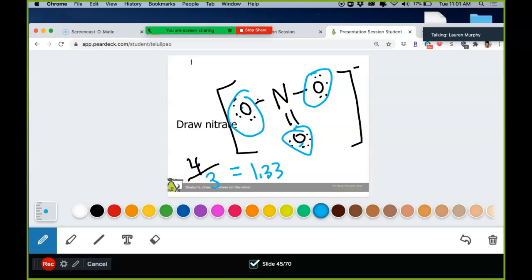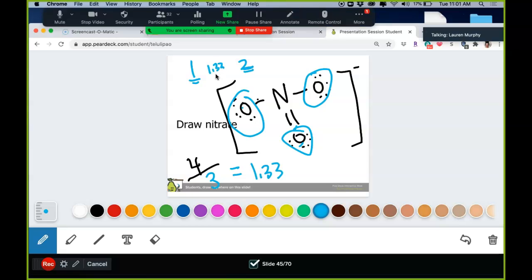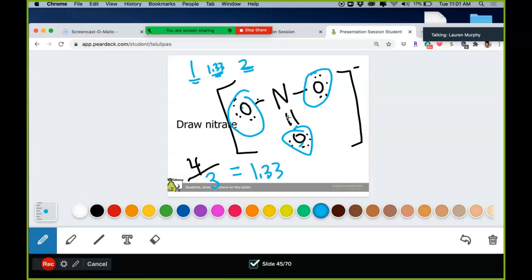Well, what does that mean? Bond order of 1 is a single bond. Bond order of 2 is a double bond. So 1.33 kind of falls right here. What this means is that in real life, you don't have a short bond and then 2 longer bonds. In real life, all of these bonds are the same exact length, and this is defined as resonance.